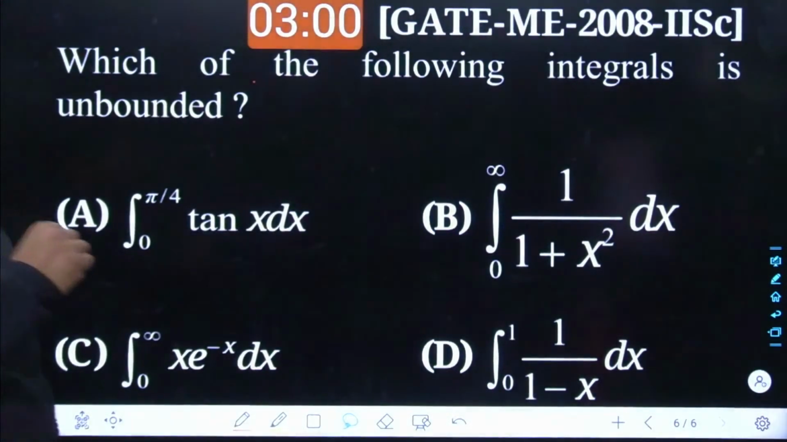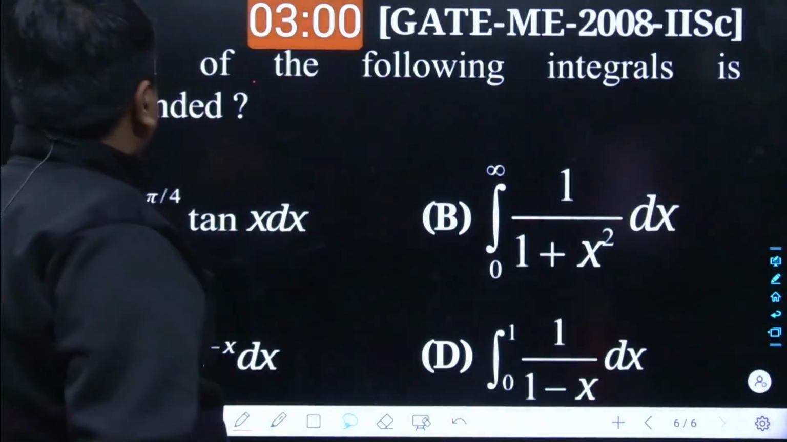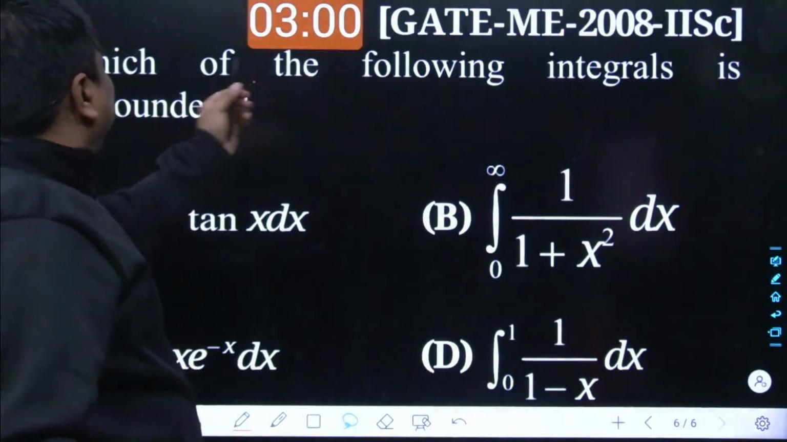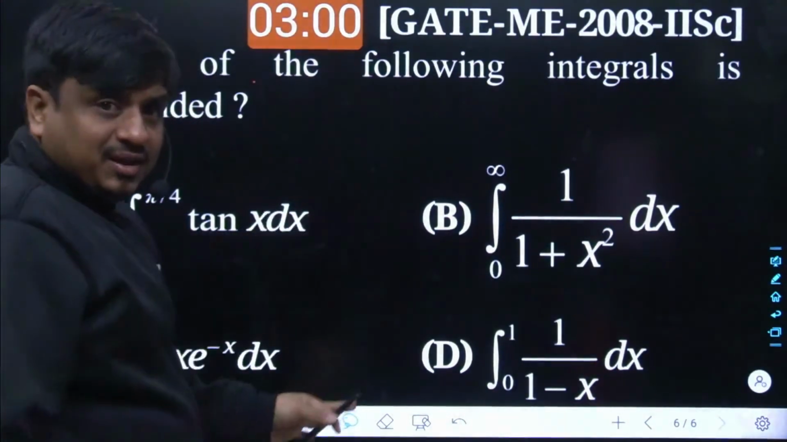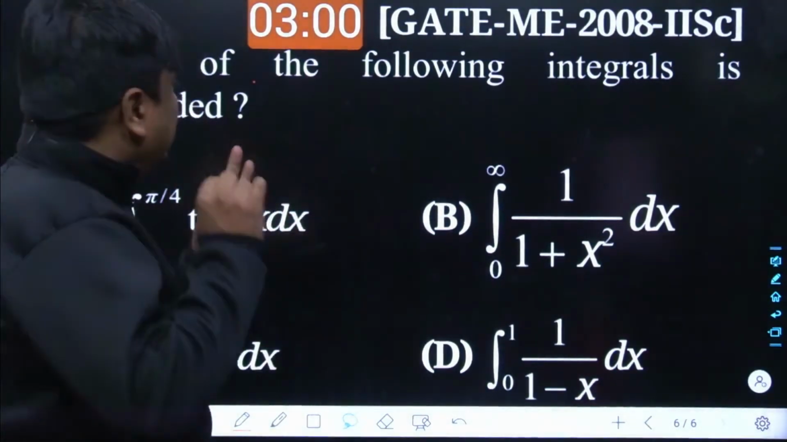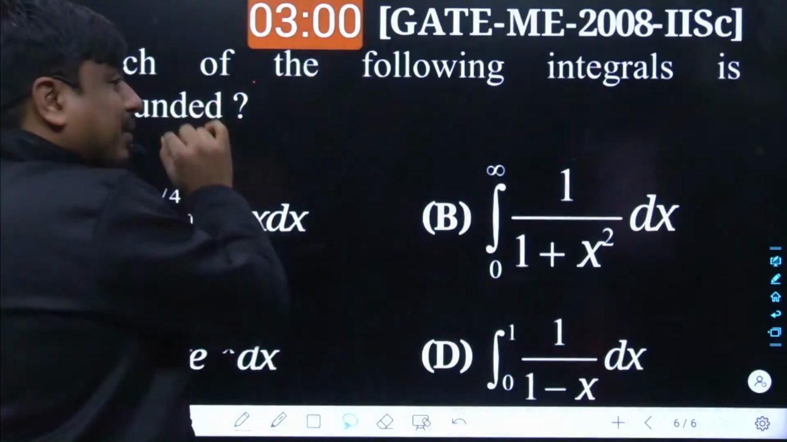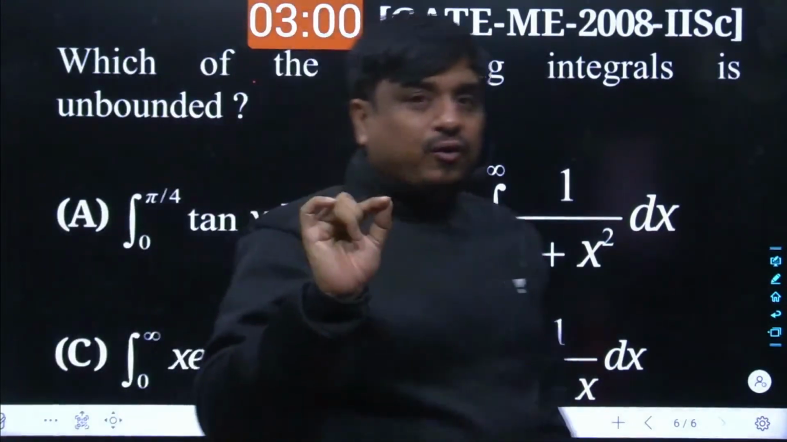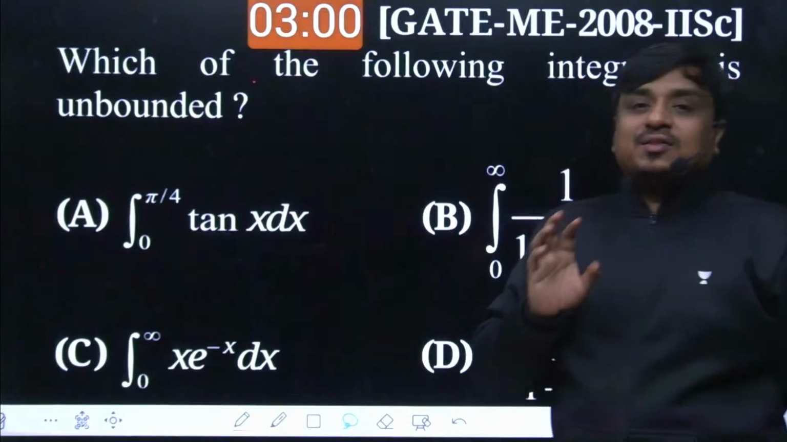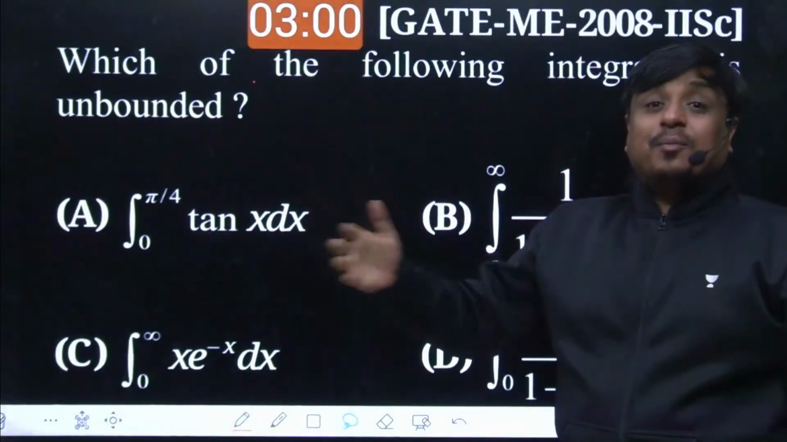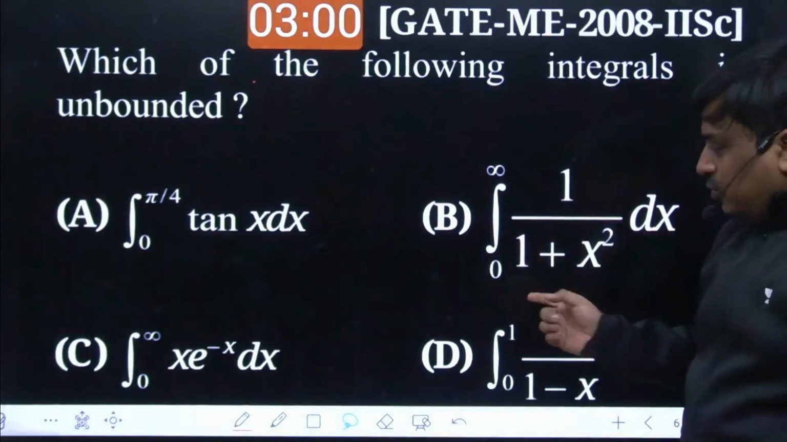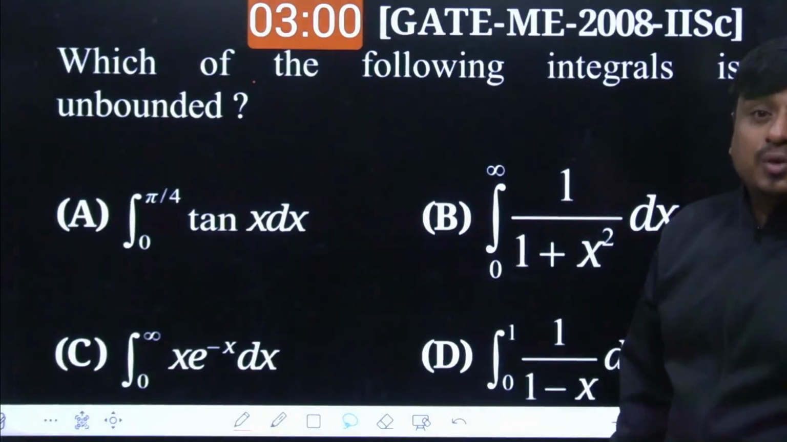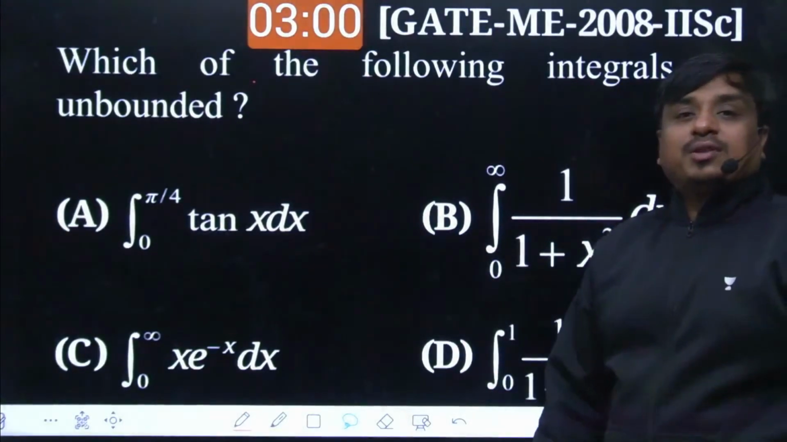My dear friends, read the problem carefully. Which one of the following integrals is unbounded? The four different options are given. Keep in mind, the problem asks which of them is unbounded. That means out of four options, three options go in the direction of being bounded. Yes. And only one unbounded integration we are going to have out of the four options which have been supplied along with this problem.